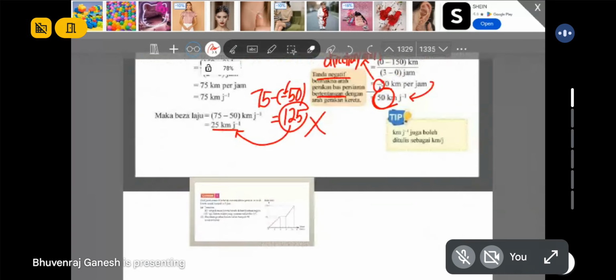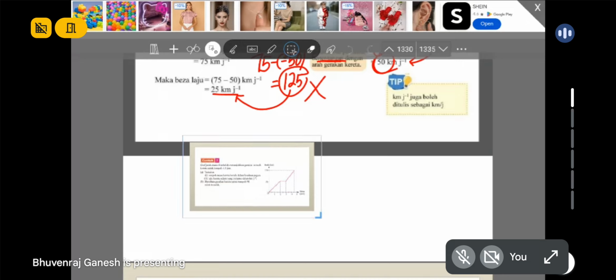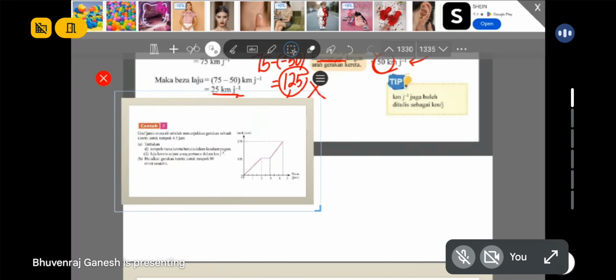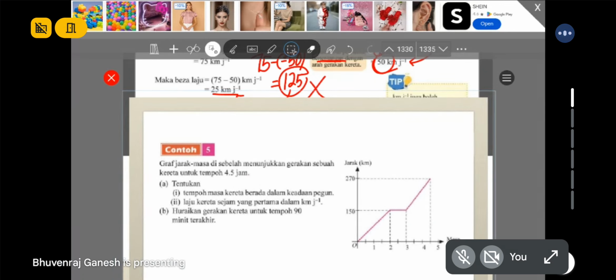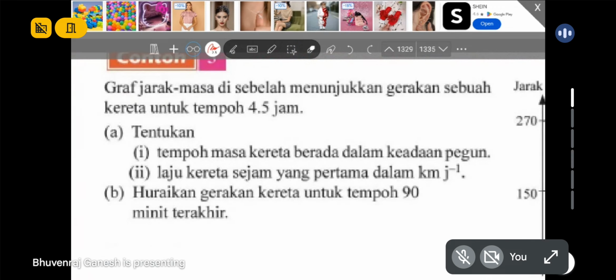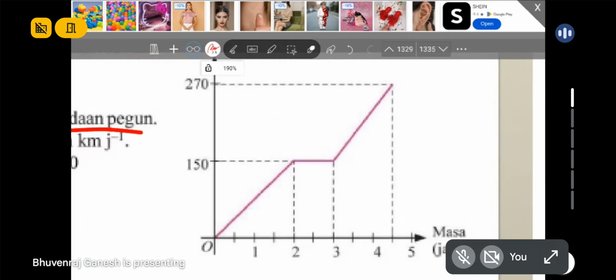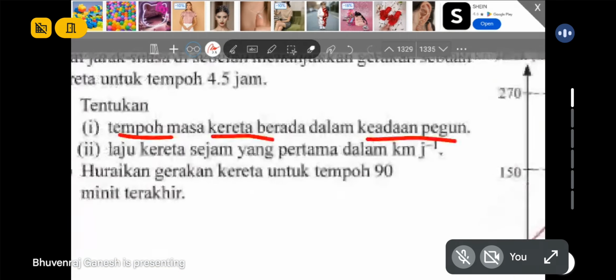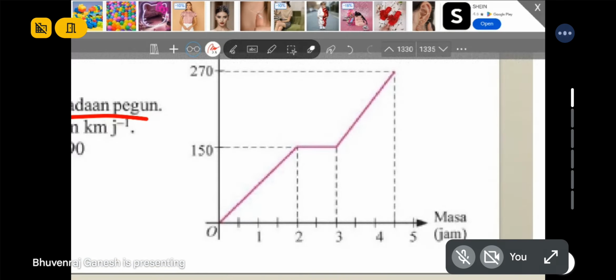Next one. So far clear guys? Semua jelas for the first question. We just try to discuss some questions so that you guys can understand. Okay, so now this question. They ask you guys what is the time the car is stationary. Apa tempoh masa dia guys? Kereta pegun. Senang? What's the answer?